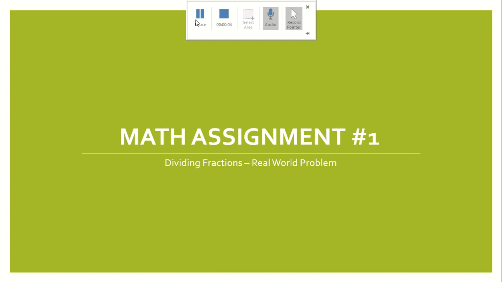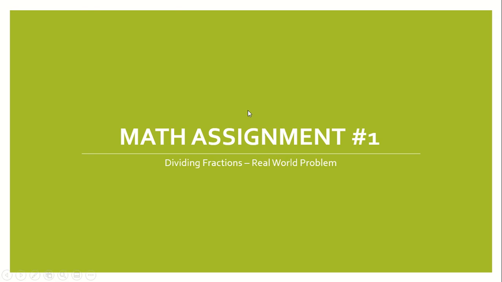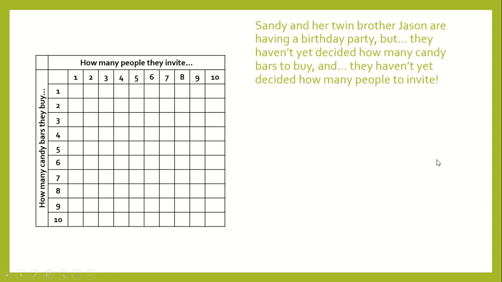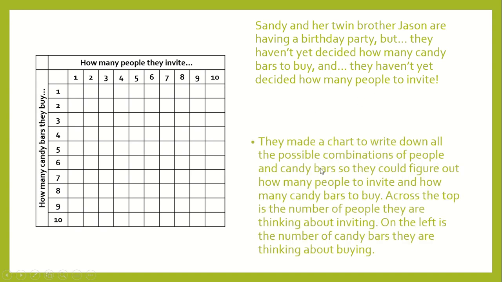This week's first math assignment is about dividing fractions when we are doing that in a real world problem. So here's the problem. Sandy and her twin brother Jason are having a birthday party, but they haven't yet decided how many candy bars to buy, and they haven't yet decided how many people to invite. So this is the description on the assignment that you can see. I'm just going to describe it in my own words.